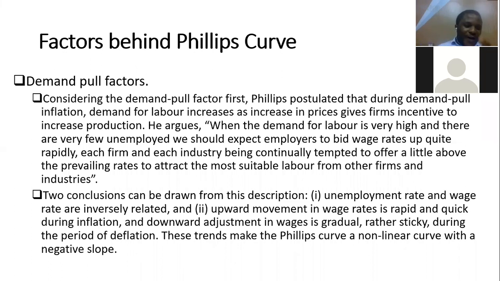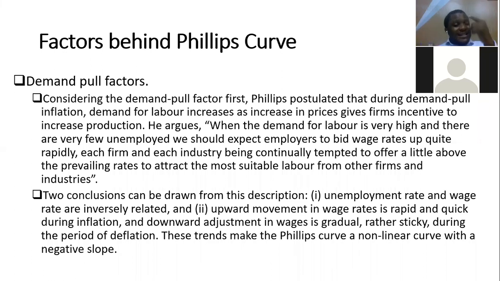All right. So two factors are considered. One, we have the demand pull factors. And what did Phillips say? Phillips said during demand pull inflation, remember, when you have demand pull factors, that talks about demand pull inflation. That talks about when you have increases in demand for goods and services. And that tells you definitely that there must have been some stimulative policies, maybe monetary or fiscal policy, that stimulated that increase in aggregate demand for goods and services. So when people are putting pressure, demanding goods and services, it leads to demand pull inflation.